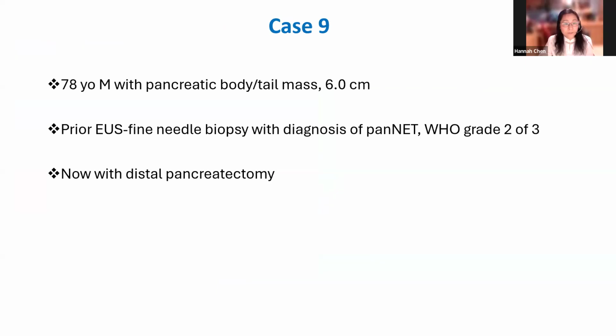Next case, a 78-year-old male with a 6.0 centimeter pancreatic body/tail junction mass. Prior EUS fine needle biopsy gave a diagnosis of pancreatic neuroendocrine tumor, WHO grade 2 of 3, now with distal pancreatectomy.